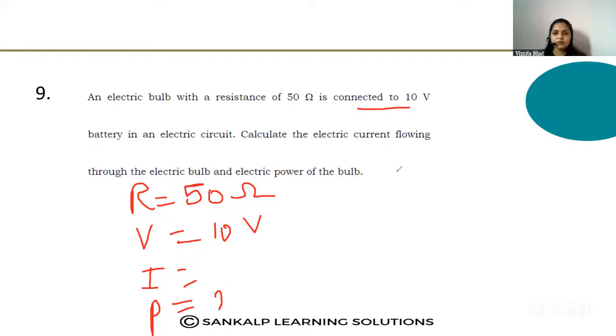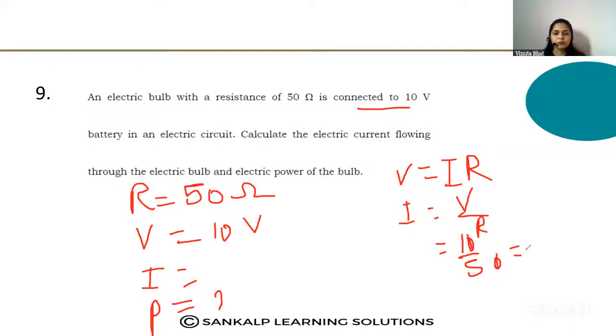So which formula will you apply? V is equal to IR. Already you know the values of V and R. So I is equal to V by R. The V value is 10 volt, and R is 50 ohm. So 1 by 5. 1 by 5 means I is equal to 0.2 ampere. What is the value of I? That is 0.2 ampere.